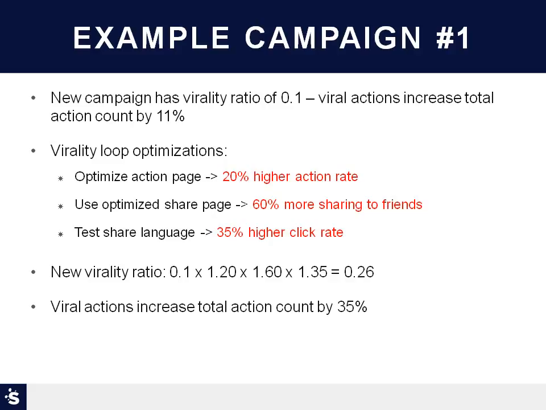And what that translates to is that instead of just getting an extra 11% of people coming in and signing a petition, you're getting an extra 35% now. So if you started with 1,000 people, instead of getting an extra 100, you're getting an extra few hundred by making those changes.